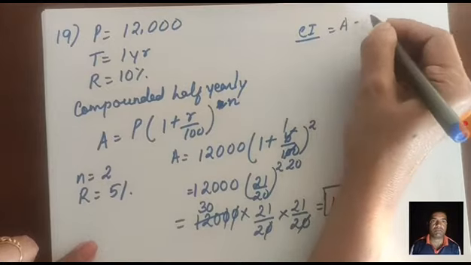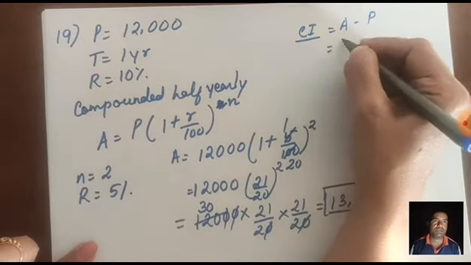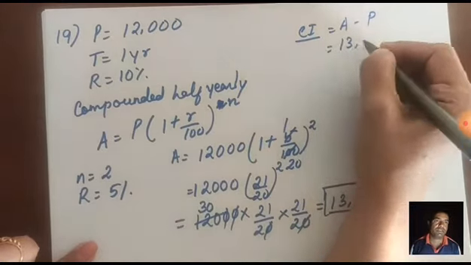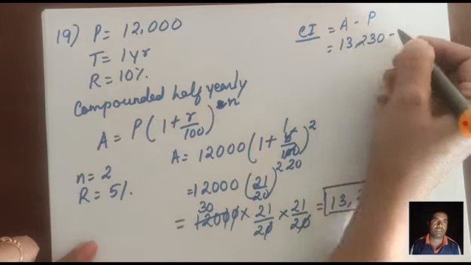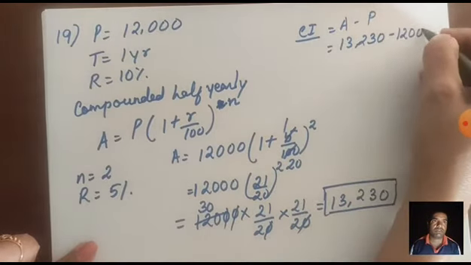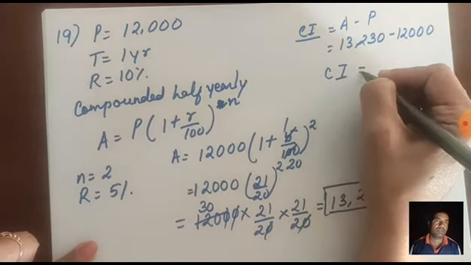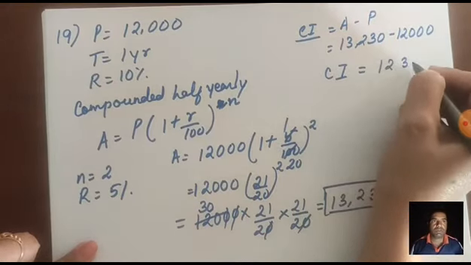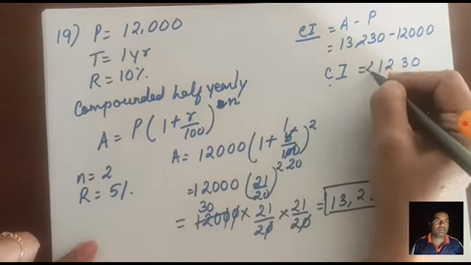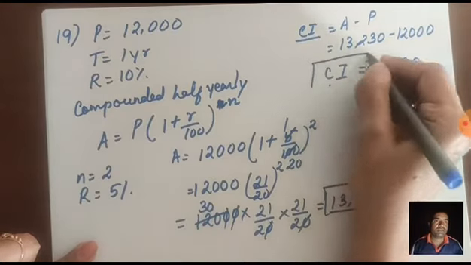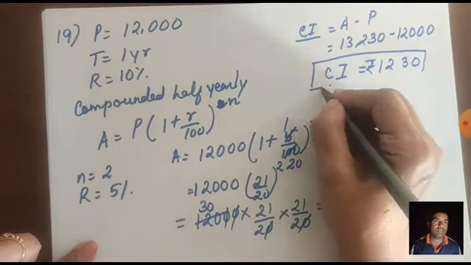Now we have to find the compound interest: amount minus principal. 13,230 minus 12,000 is equal to, okay, compound interest is equal to 1230 after doing the subtraction. 1230.